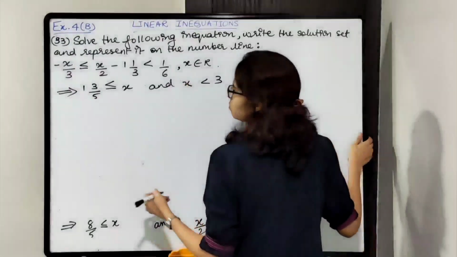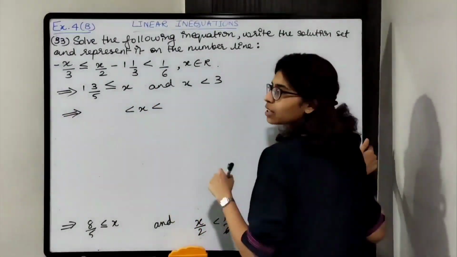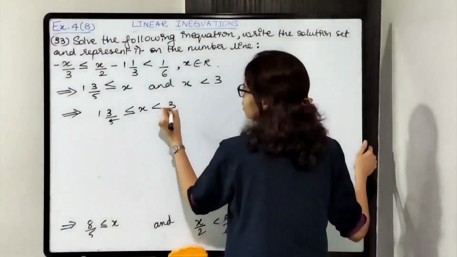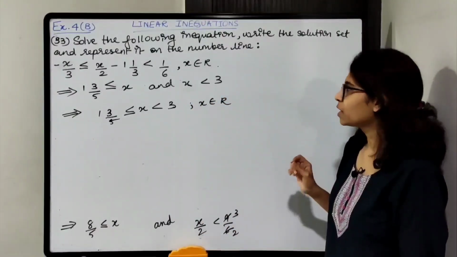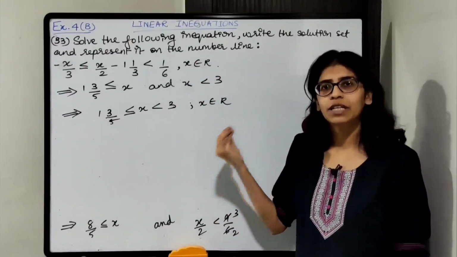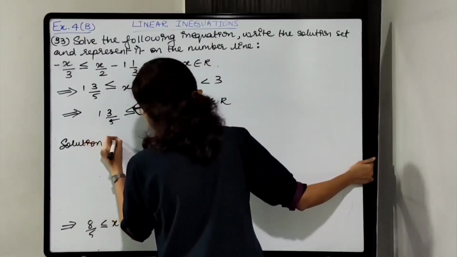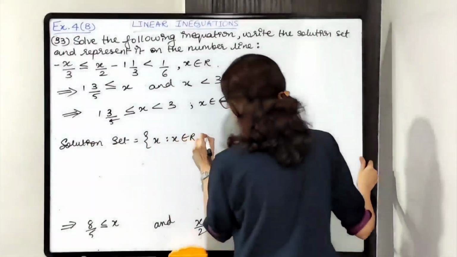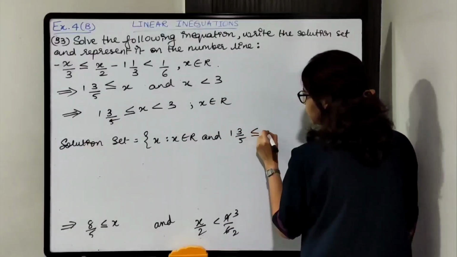So combine it together. X is greater than something and less than something. Greater than or equal to 1 3 by 5 and less than 3, and x belongs to the set of real numbers. It is given over here, it belongs to R, that is real numbers. So solution set will be in set builder form. Set builder form में लिखते हैं. So solution set x such that x belongs to R and condition will be 1 3 by 5 is less than or equal to x is less than 3.